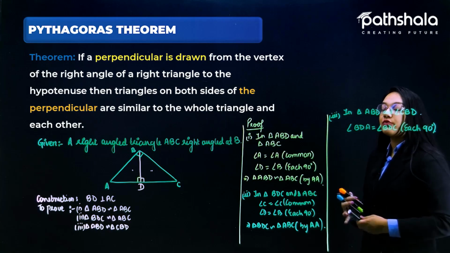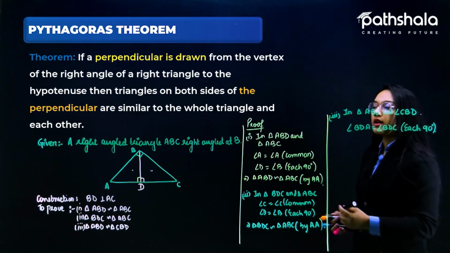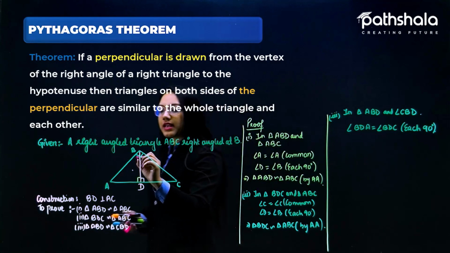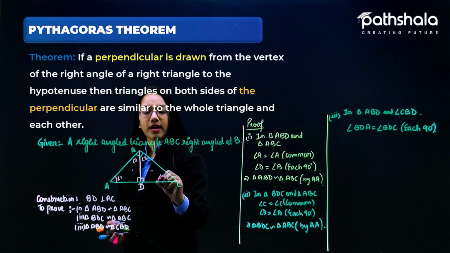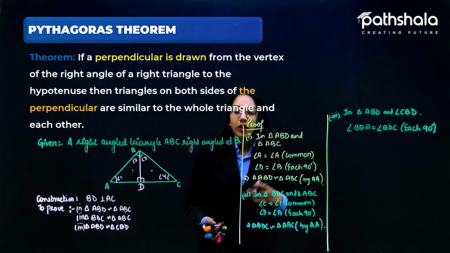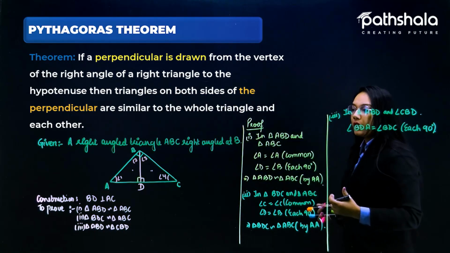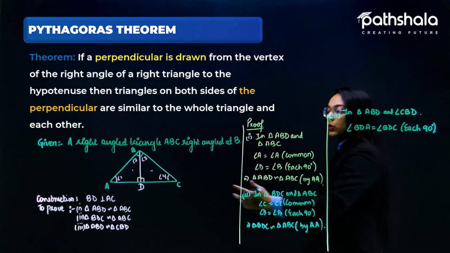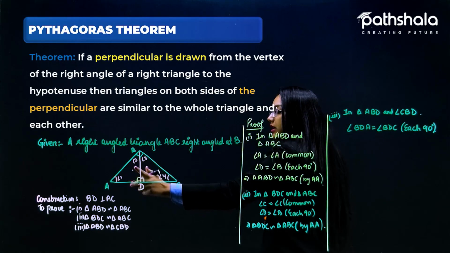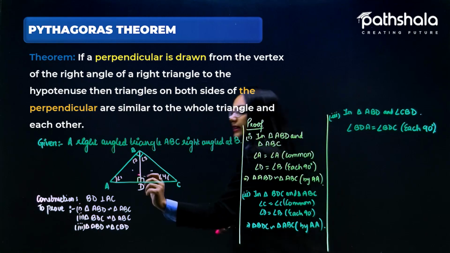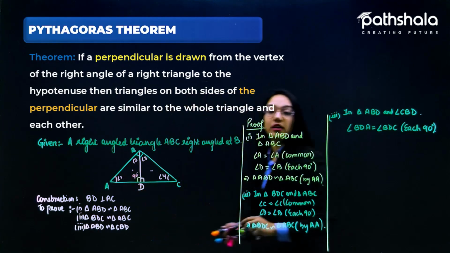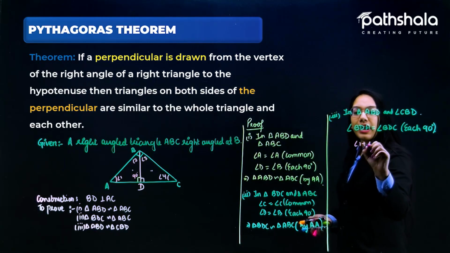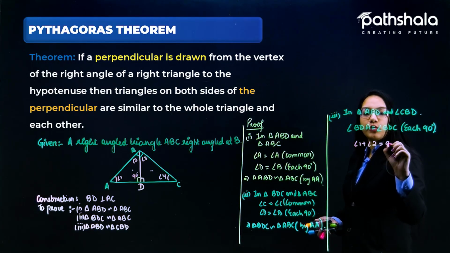Now let's just further talk about the other angles. Let us suppose I'm taking this angle as angle 1, this one as angle 2, this one as angle 3, and this one as angle 4. So what are the things that we can say about the angle 1 and angle 2? So let's just see a relationship. As in this triangle, if this angle is 90 degree, so what can we say about angle 1 plus angle 2? We can say angle 1 plus angle 2 is equal to 90 degree.